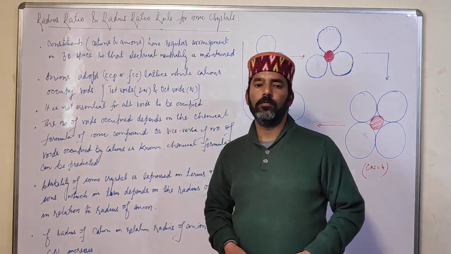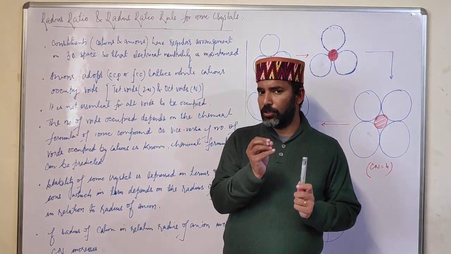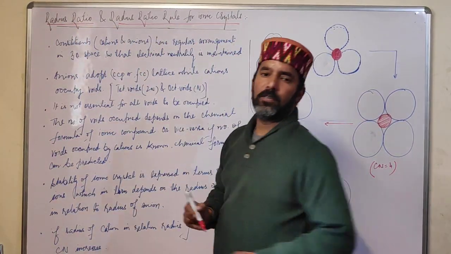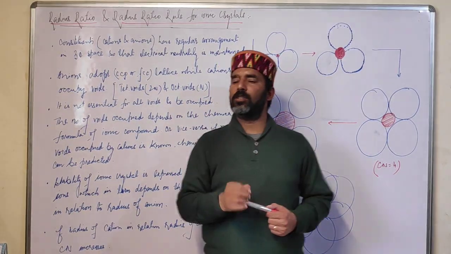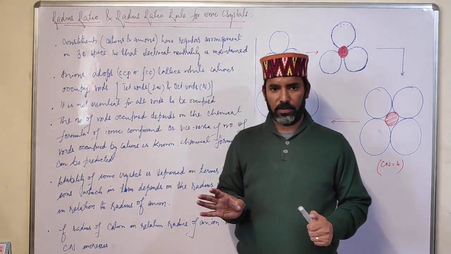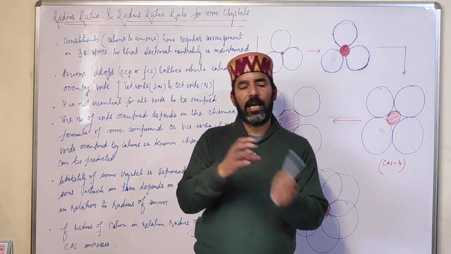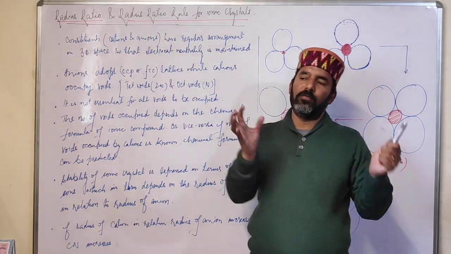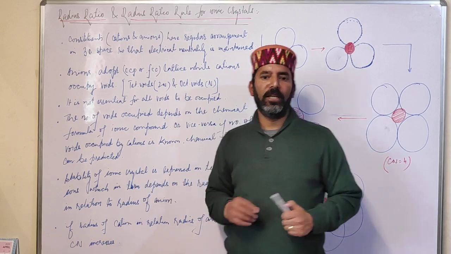Hello students, welcome. Students, today we will discuss radius ratio and radius ratio rules for ionic crystals. In ionic crystals, the constituent particles are cations and anions. Both cations and anions are arranged in a regular manner so that electrical neutrality of that ionic compound is conserved, meaning the positive charge in the crystal should be equal to the negative charge.